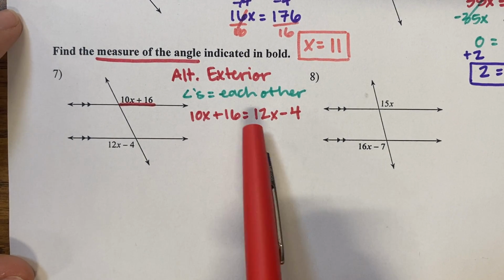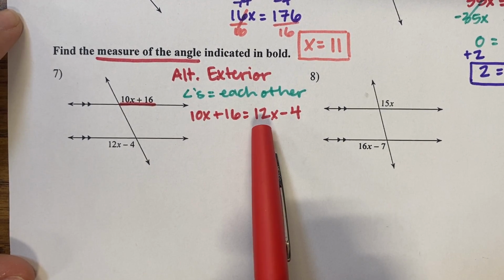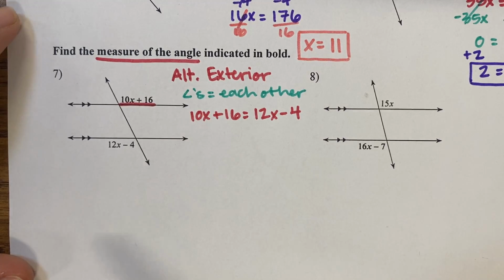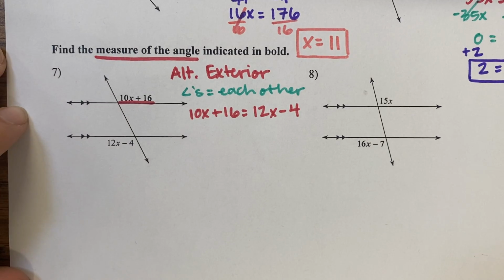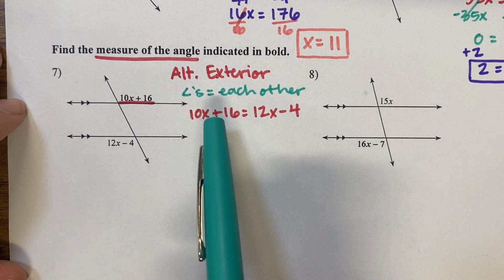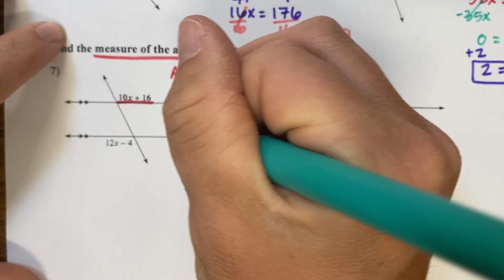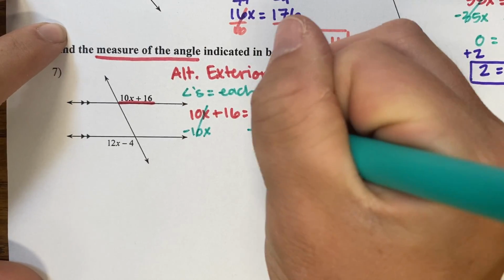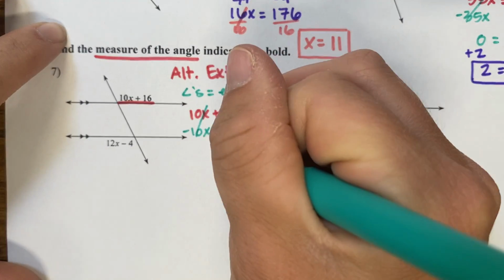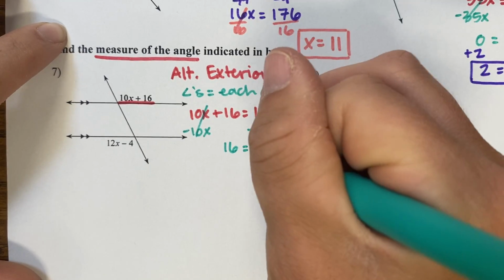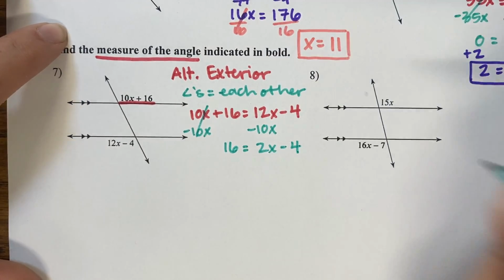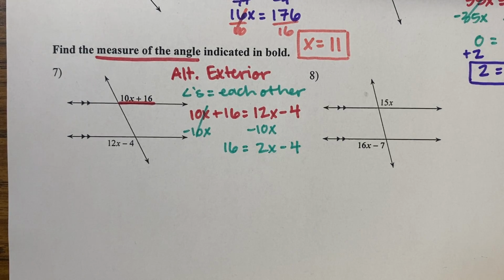Okay, so I see that I have x's on both sides of my equal sign. I have 10 over here and 12 over here. I like moving the smaller one, so I know that 10 is smaller than 12, so I'm going to move the 10x. The opposite of positive 10x is subtract 10x. So I get 16 equals 12x minus 10x is 2x, and the minus 4 that was already over there.